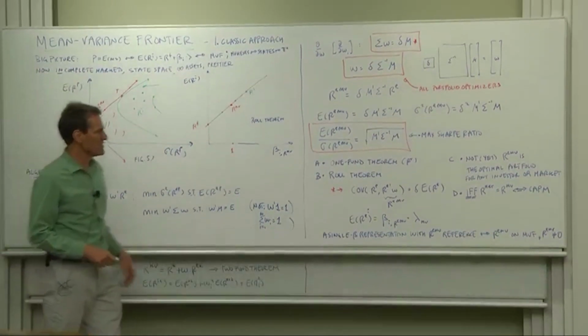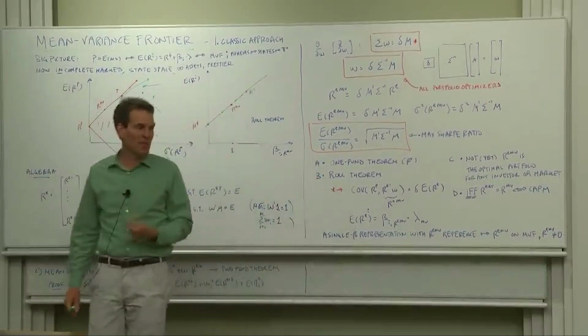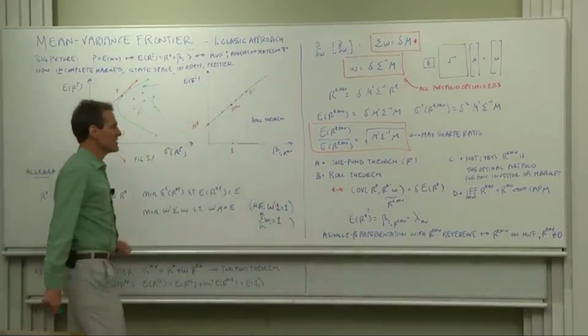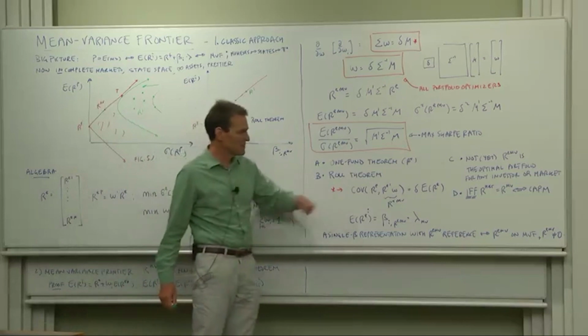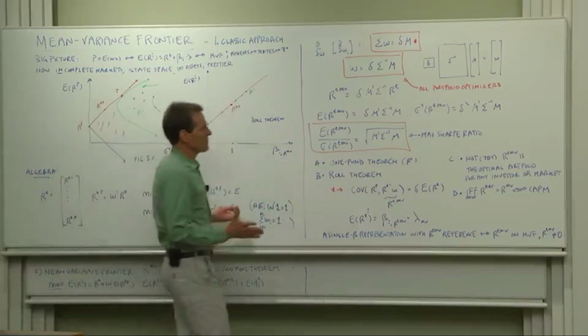Finally, the mean variance frontier, one of its many properties is the Roll theorem. Returns on the mean variance frontier can be used as a benchmark for an expected return beta representation. The Roll theorem comes out just from the algebra here.